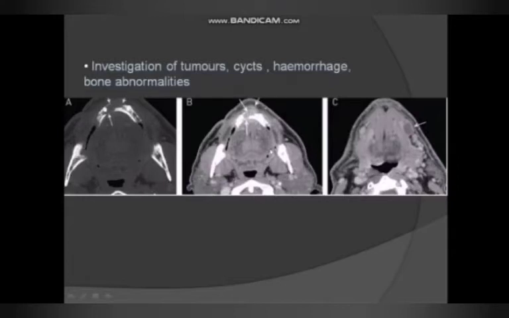In figure B, after adding the contrast medium, which enhanced the soft tissue image, that shows the soft tissue part of the tumor. In figure C, a metastatic lymph node, we can see here with a necrosis, is visible in the submandibular gland level on the left side.